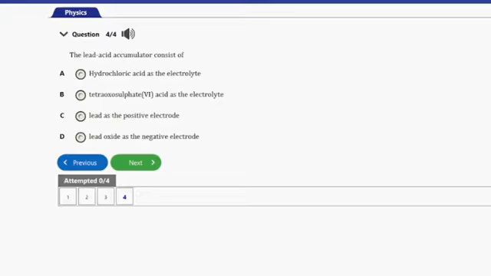The answer to this question is option B here. The lead acid accumulator consists of tetroxosulfosic acid as the electrolyte, and that's it for this question.